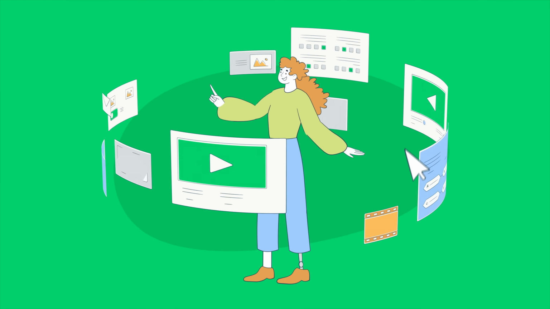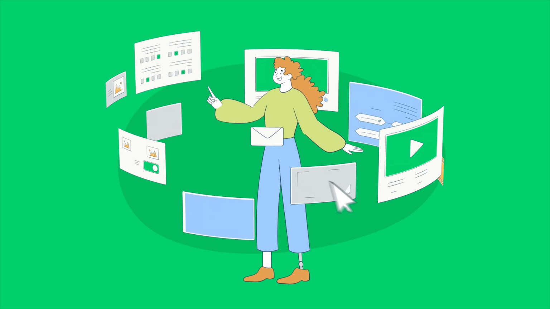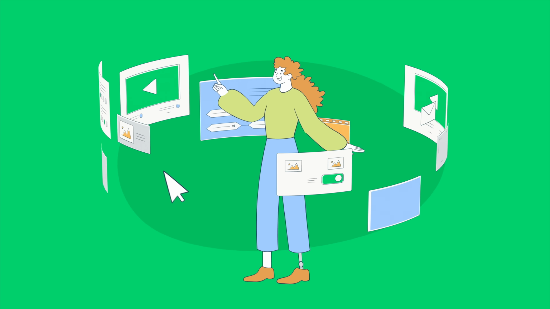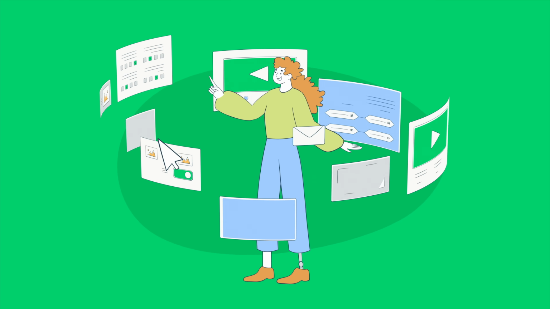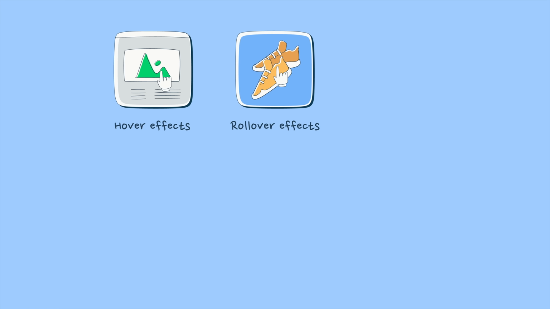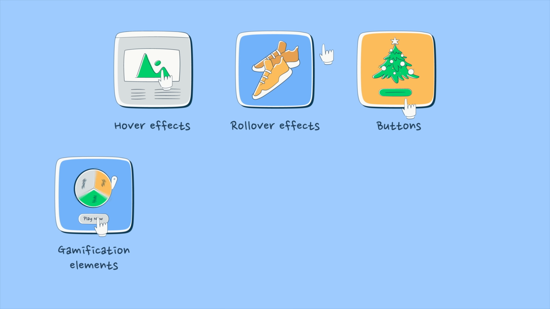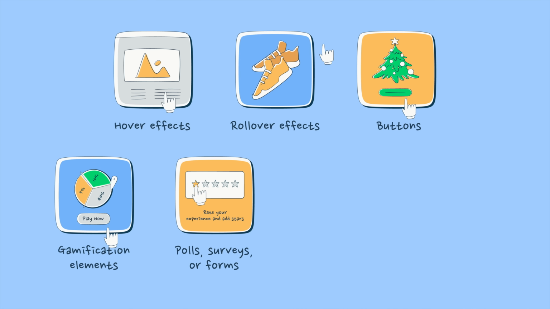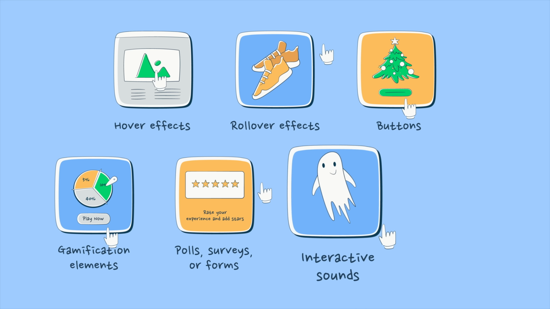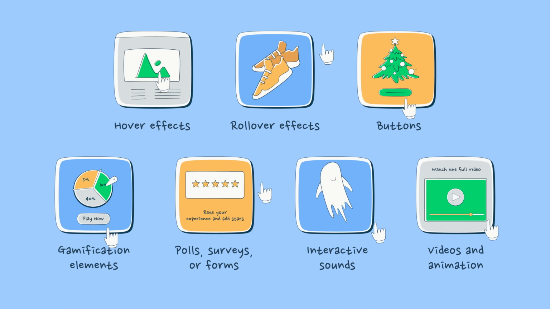Interactive email content is a functional element in the email body. It allows recipients to click, tap, scroll, hover over, or interact with the email in some way. Interactive email elements can be hover effects, image rollover effects, buttons, gamification elements, polls, surveys, forms, or other user-generated content, interactive sounds, and videos and animation.